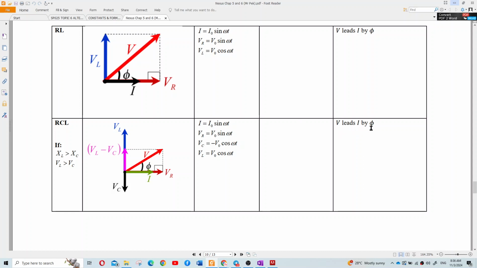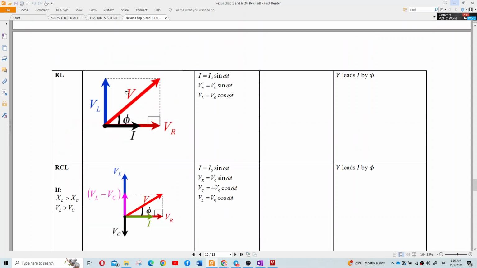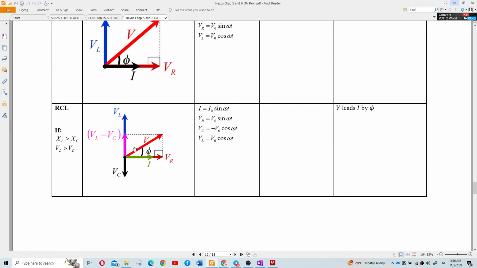So it is still voltage leading current. Still voltage leading current, but this is still not 90 degrees. It's only like 5 radian only. Like the RL circuit, voltage leads current but by 5 radian, less than 90 degrees. Understand? There is VC, but VC is less than VL, so voltage leads current.